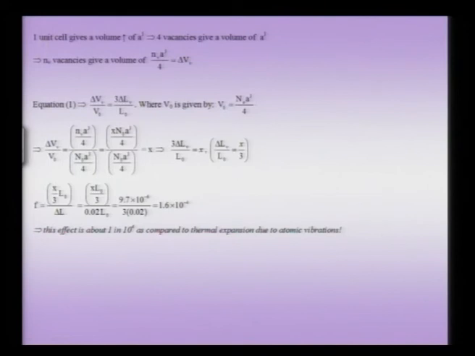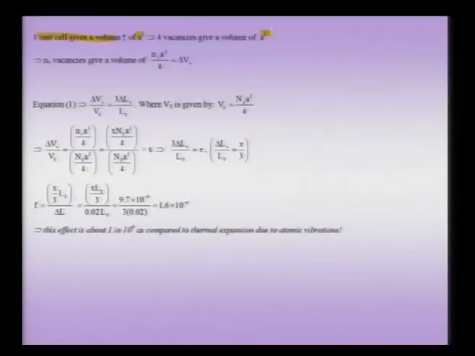Now, if 1 unit cell increase gives a volume increase of A cube, that means if 4 atoms go missing from lattice sites and go to the surface, I would have a volume increase of A cube. So, 4 atoms of copper would correspond to a volume increase of A cube. So, NV vacancies would give a volume increase of NV A cube by 4, which is my delta V due to vacancies. And the factor of 4, as you know, is the number of atoms in the unit cell in FCC copper.